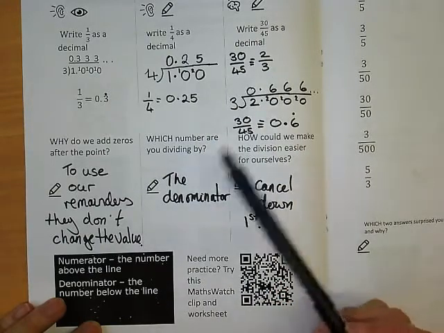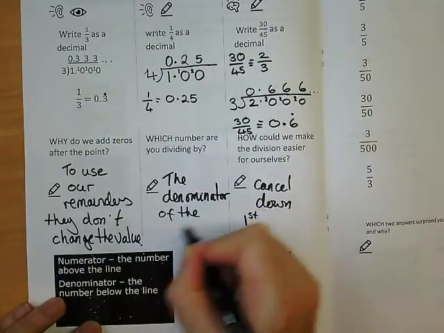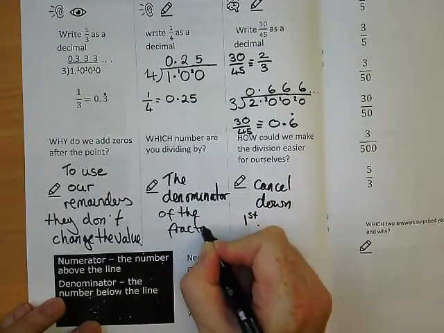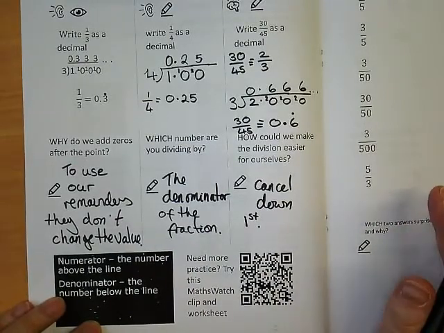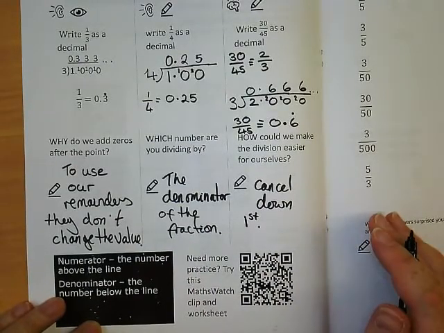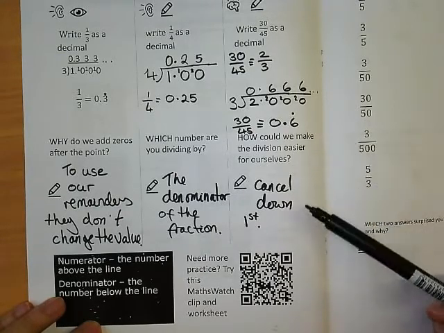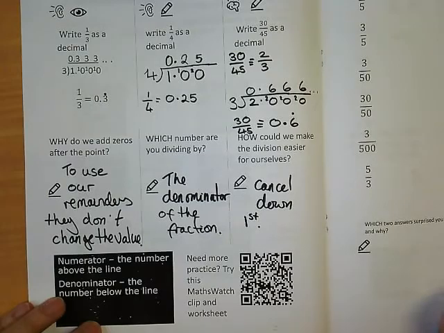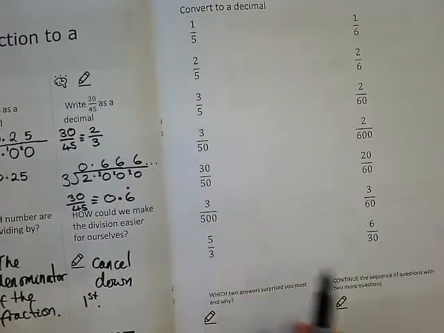Which number are you dividing by? The denominator of the fraction. Always the denominator, it doesn't matter if it's bigger or smaller than the numerator, we're dividing by the denominator. How could we make the division easy for ourselves? You can cancel down first. Have a go at these questions.